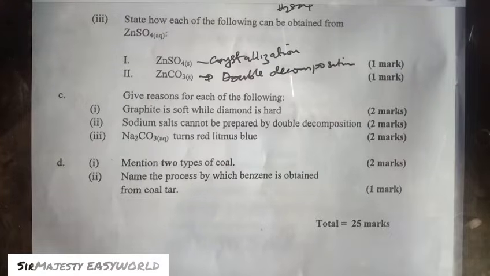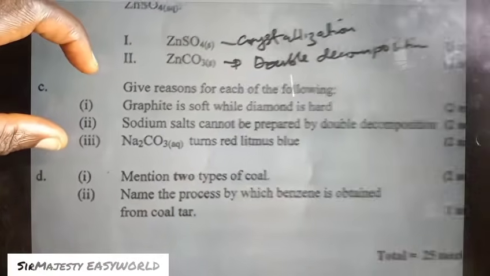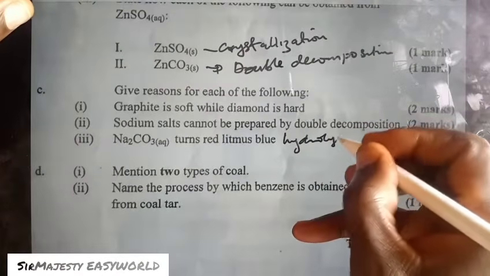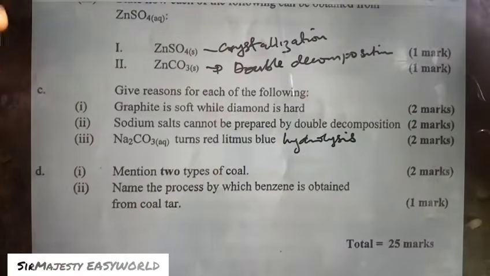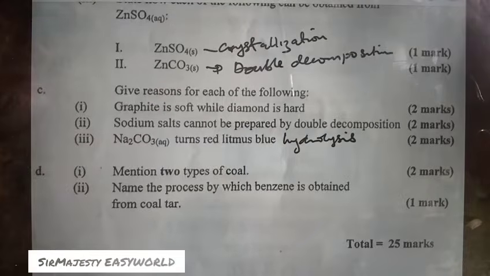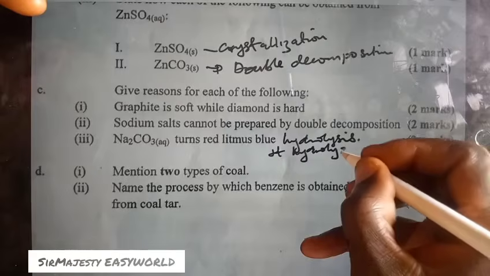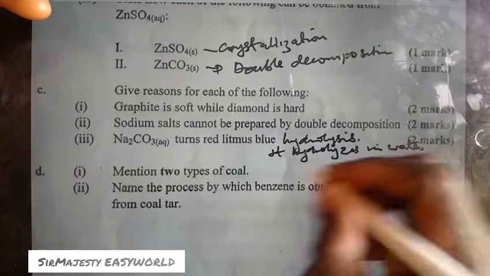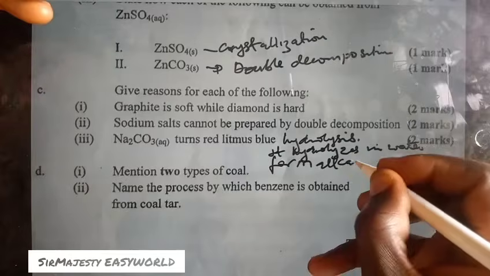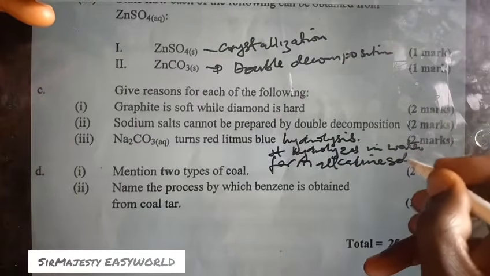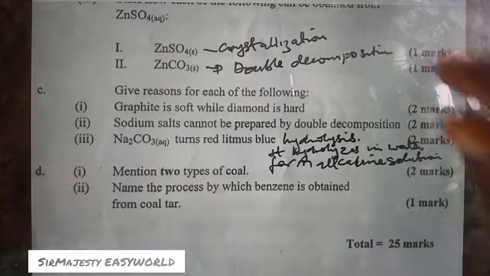The next question says, why does aqueous sodium carbonate turn red litmus paper blue? Because of hydrolysis. You just say hydrolysis because it's 2 marks, but you can still lay emphasis: sodium trioxocarbonate(IV) is a normal salt that hydrolyzes in water to form an alkaline solution, and as an alkaline solution, it turns red litmus paper blue.